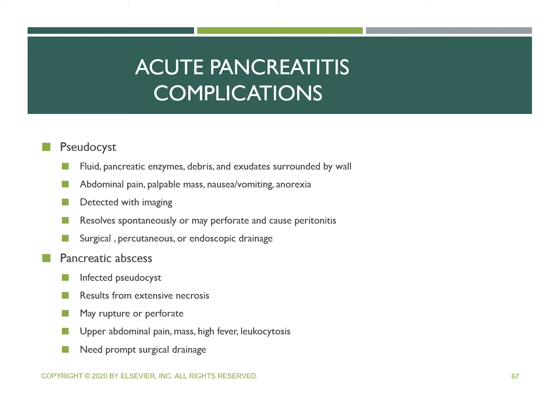A complication could be a pseudocyst, which is a collection of fluid, pancreatic enzymes, debris, and exudates surrounded by a wall. The patient might complain of abdominal pain. There might be a palpable mass. It usually is detected with imaging, and it could resolve spontaneously or might need some surgical drainage. The patient could also have a pancreatic abscess, which is an infected pseudocyst, and this results from extensive necrosis that could rupture or perforate, and it usually needs prompt surgical drainage. This patient might present with significant abdominal pain, a high fever, and leukocytosis.